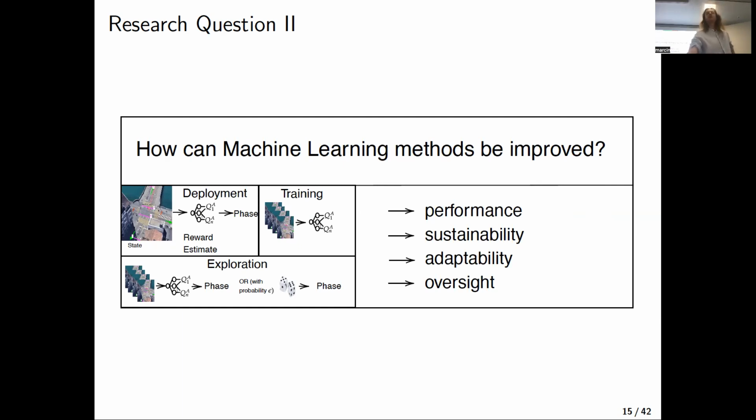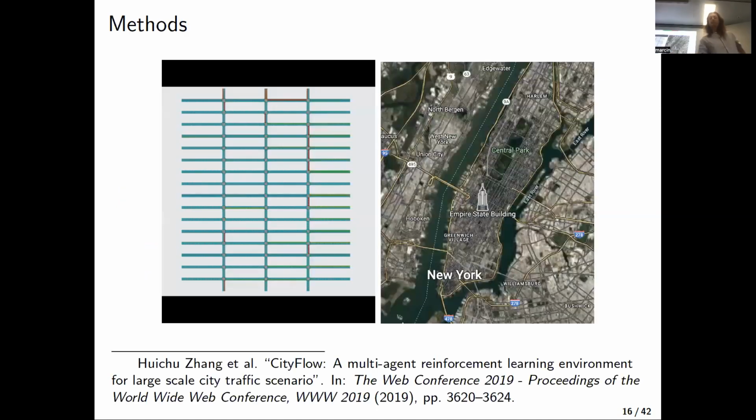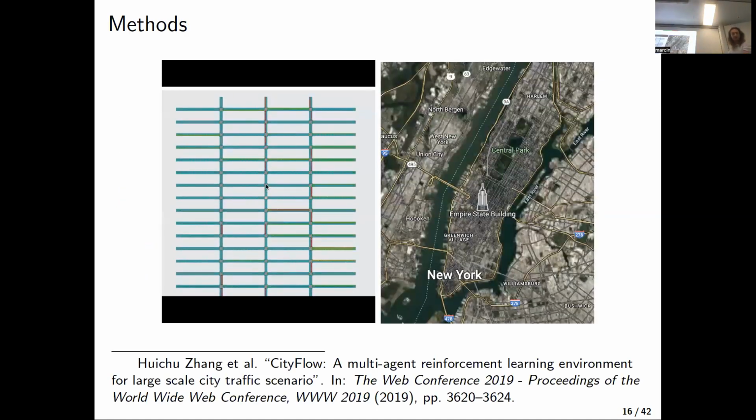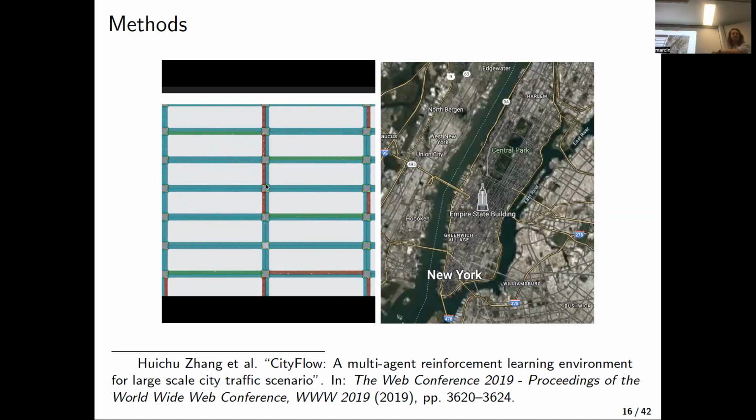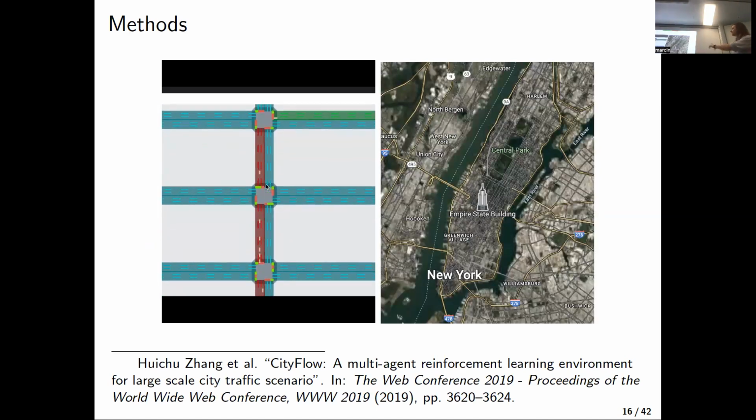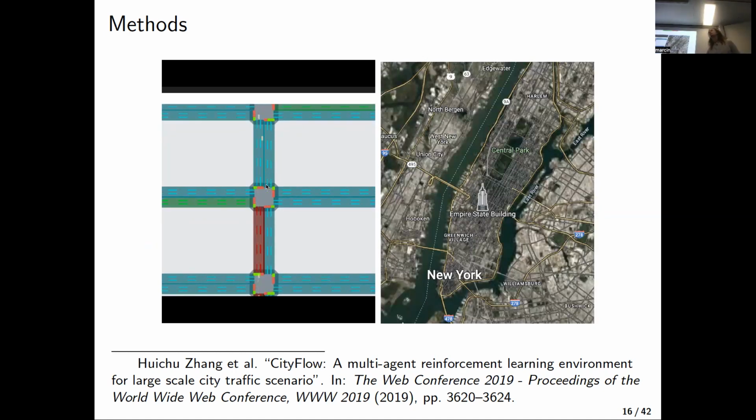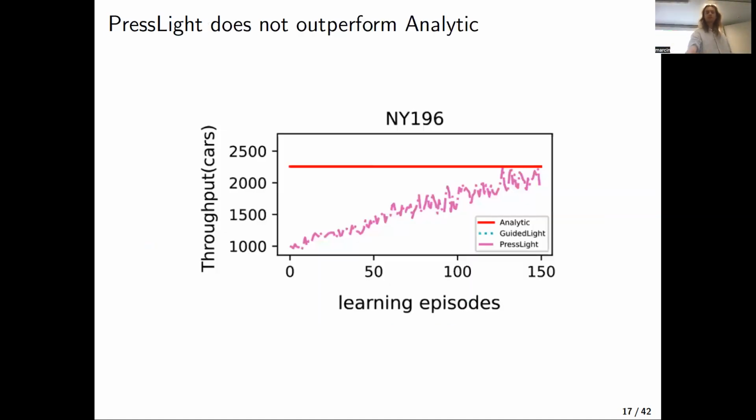But let us start with the first question. So let's see what happens if we compare an existing machine learning method to an existing adaptive method. And just for starters, as I already mentioned, we use simulations. In particular, we're going to use CityFlow. It's a simulator that has been designed specifically to deal with reinforcement learning methodologies. And we're going to focus on one particular simulated scenario that is inspired by Manhattan in New York. So this grid-like network.